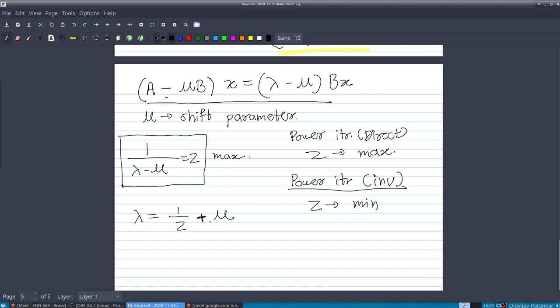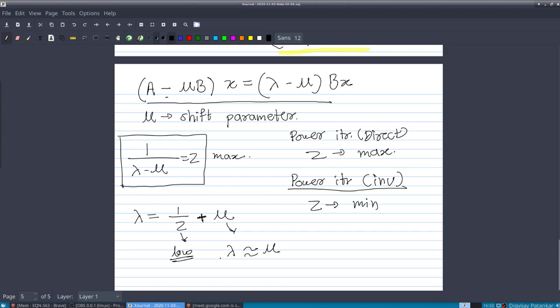Now let us look at the initial discussion we had again. What is mu? Mu is the shift parameter. And what is z? Z is the highest eigenvalue that we have. So if this value is too high, then 1 upon z will be very low, and lambda will be approximately equal to mu. Getting the point here?